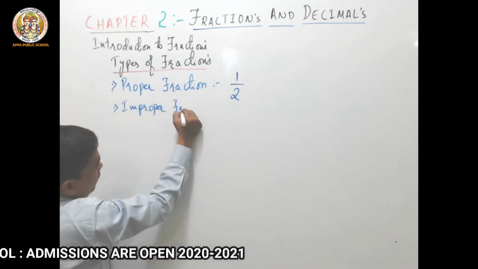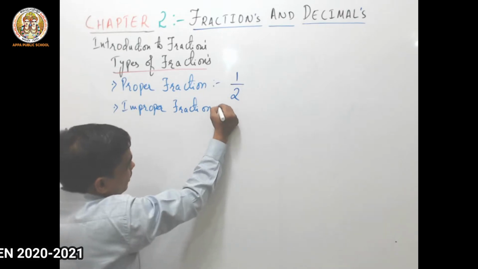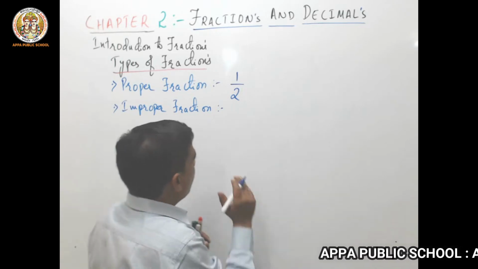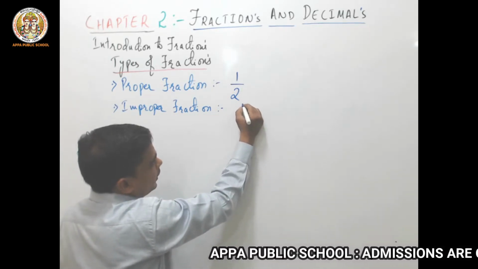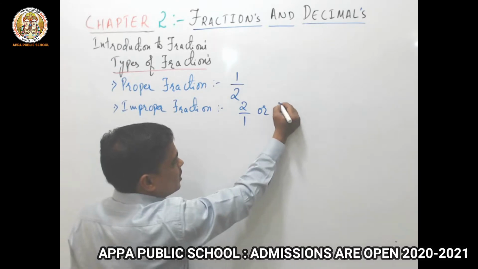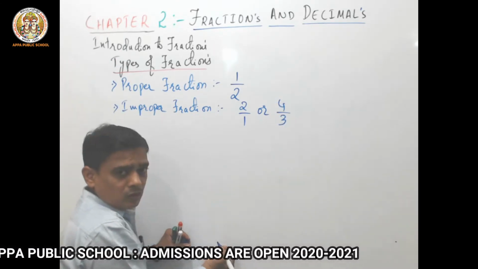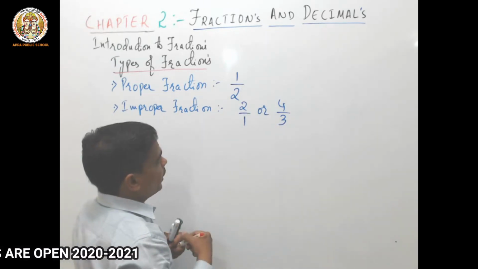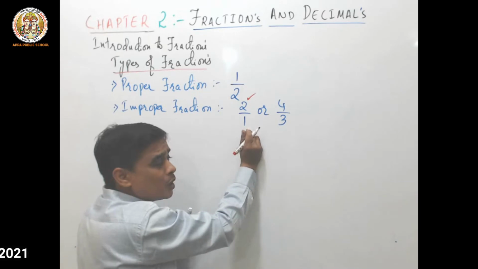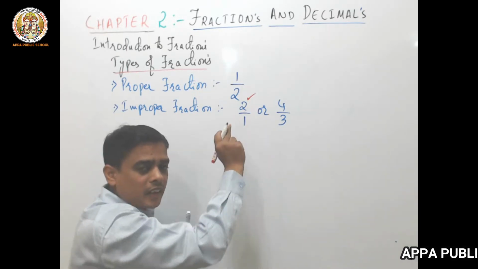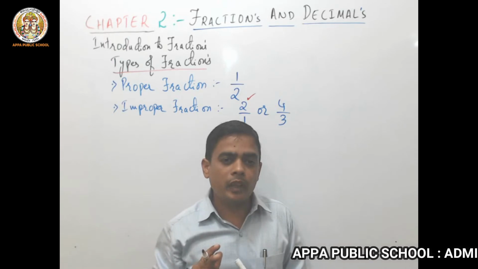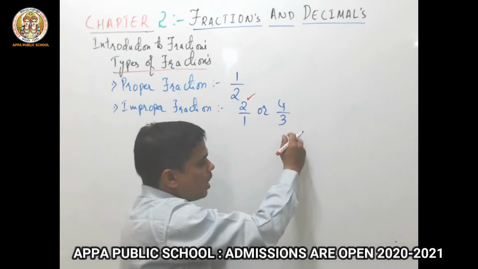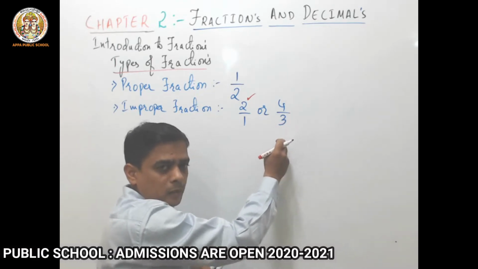Now come to improper fraction. This is the reverse, or vice versa, of a proper fraction. Improper fraction, I will take as 2 by 1, or you can take any other example, 4 by 3 also. What is the numerator here? 2. Denominator is 1. So 2 is greater than 1. Always in case of an improper fraction, the numerator will be greater than the denominator. Here it is 4 by 3, and 4 is greater than 3. Right? Proper and improper fractions.